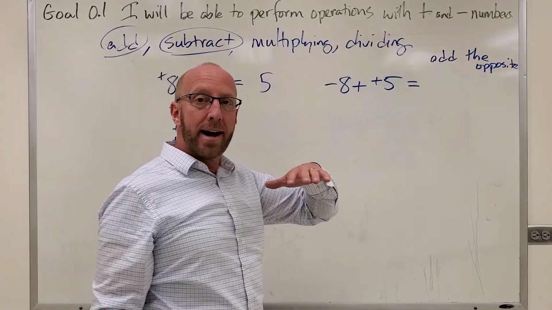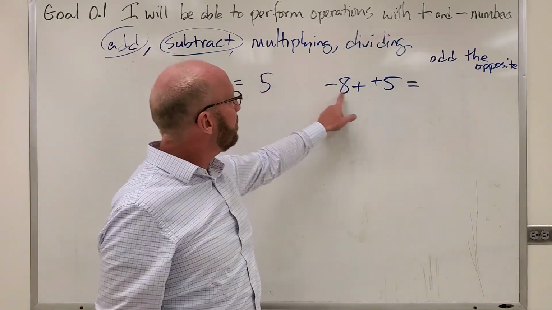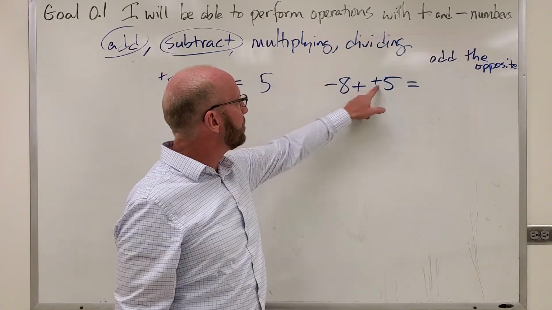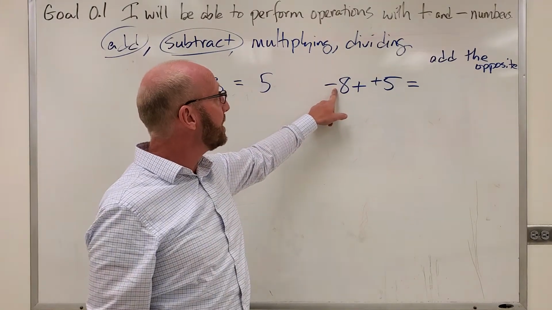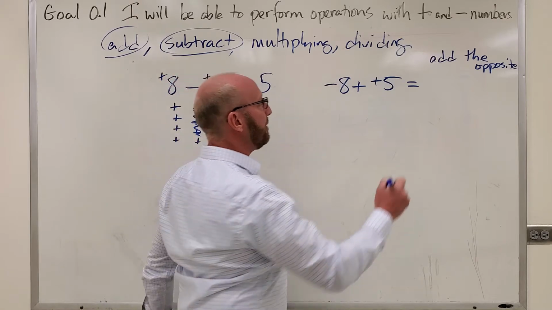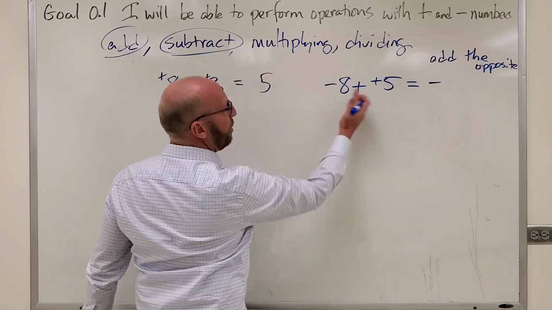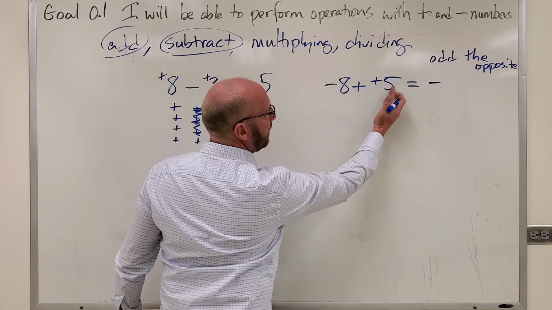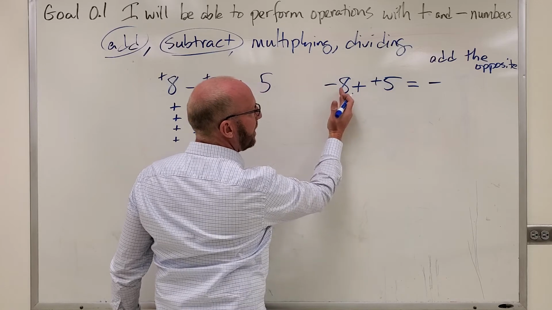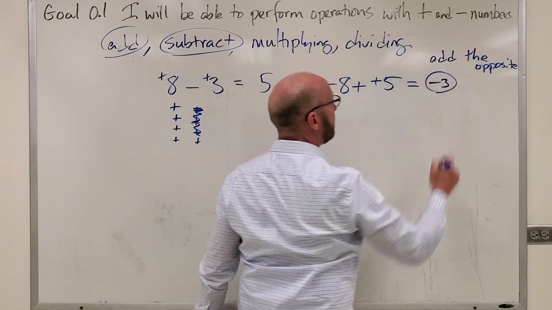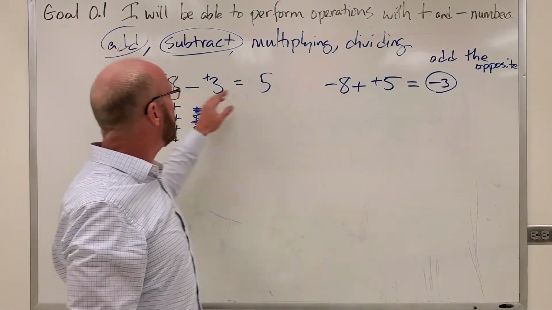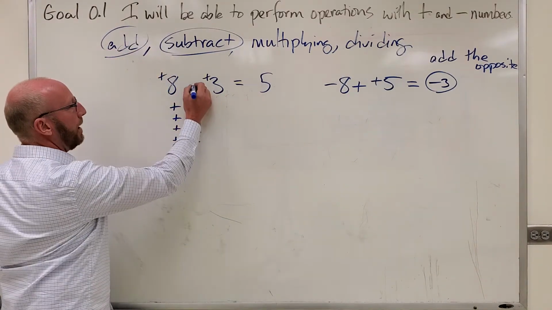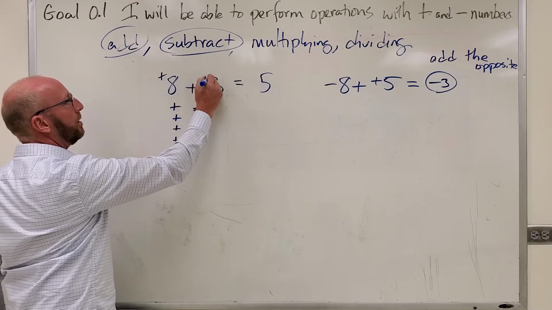Now I'm back to my adding problem that I just did. What do I have more of? Positives or negatives? I have more negatives, so I have 8 negatives, 5 positives. My final answer is negative. How many more negatives do I have? Well, I take away the 5 positives, I have 3 left. Negative 3 is the answer. So for subtracting, I'm always going to add the opposite. Here I could have added the opposite.